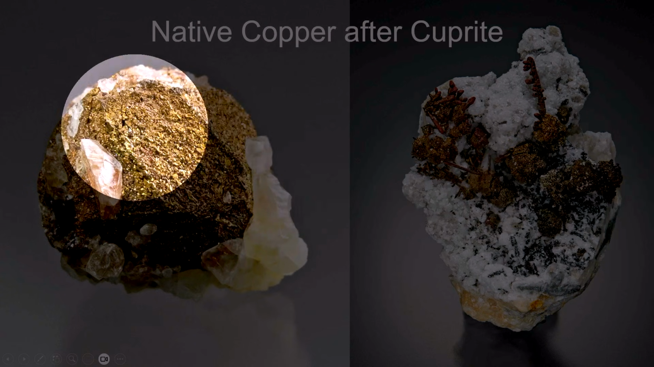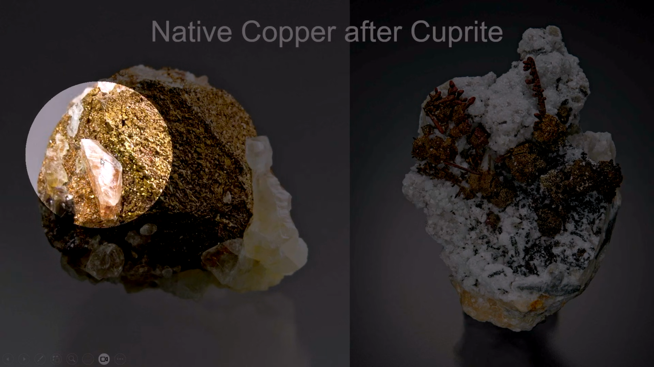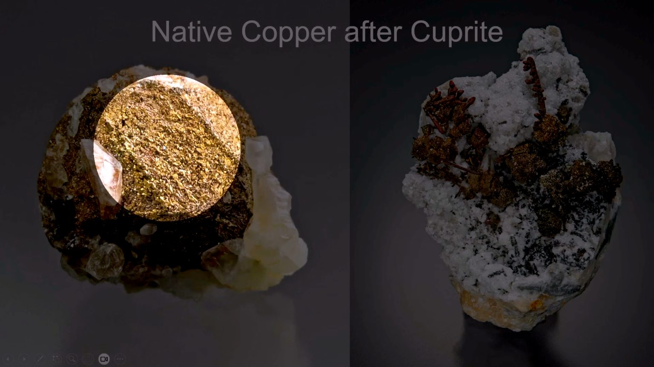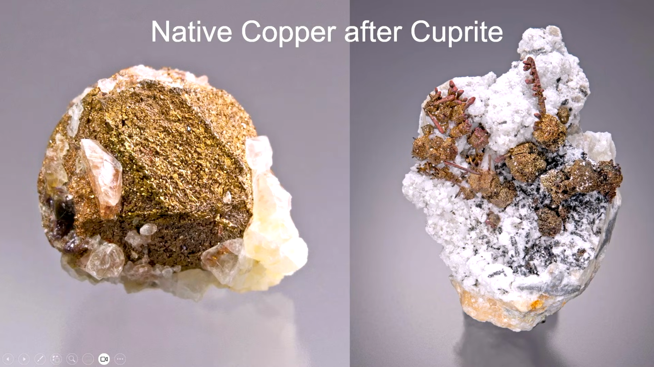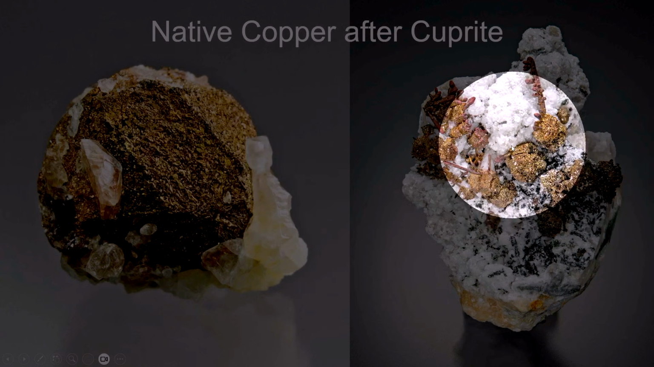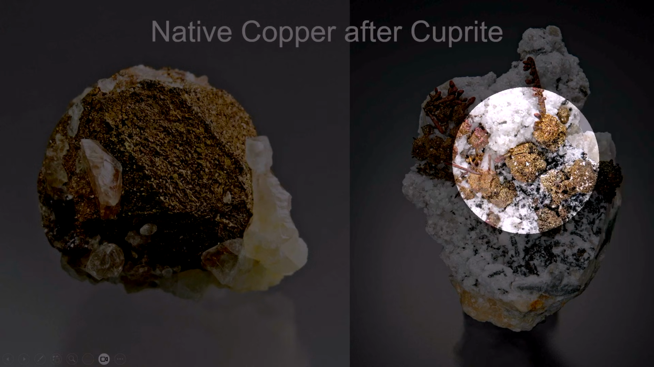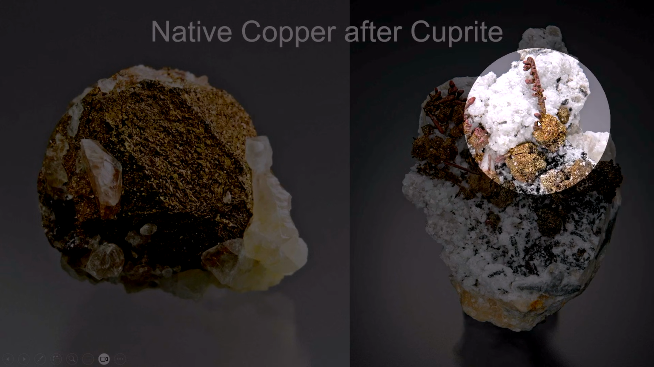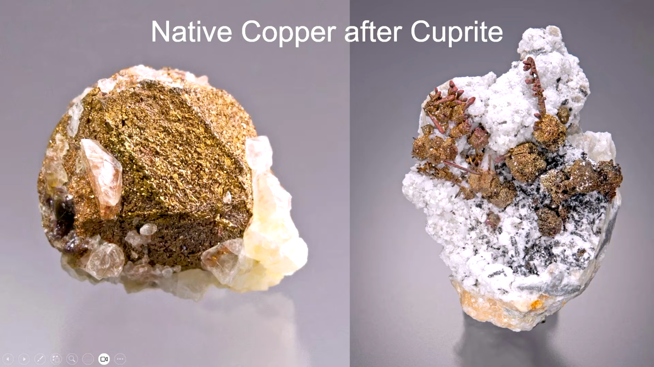The specimen on the left, you can see that there are octahedral faces in these two locations, and here we see dodecahedral faces, so the combination of the octahedral and dodecahedral crystal faces really indicates that this started out as a cuprite. The specimen on the right has these small rounded pseudomorphs of copper after cuprite, as well as native copper, primary native copper in arborescent crystal form.